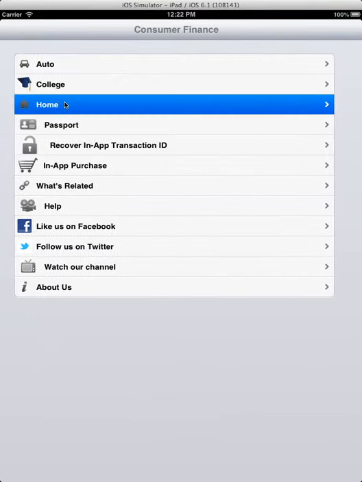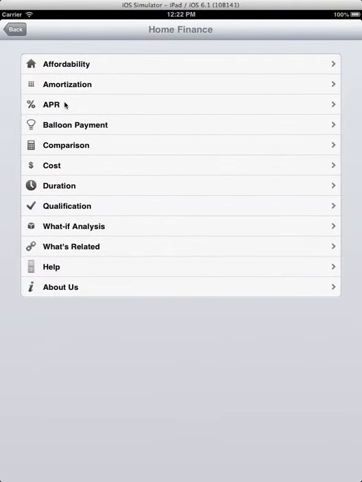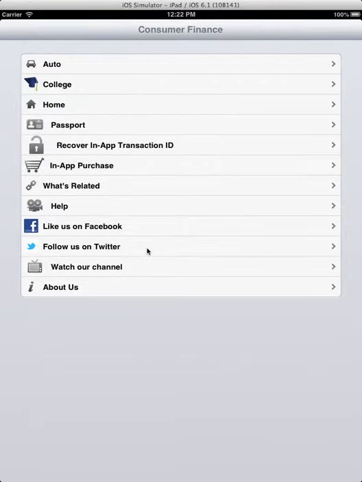Then there is a home loan finance, affordability, amortization, APR, balloon payment, comparison, cost, duration, qualification, and what if analysis.